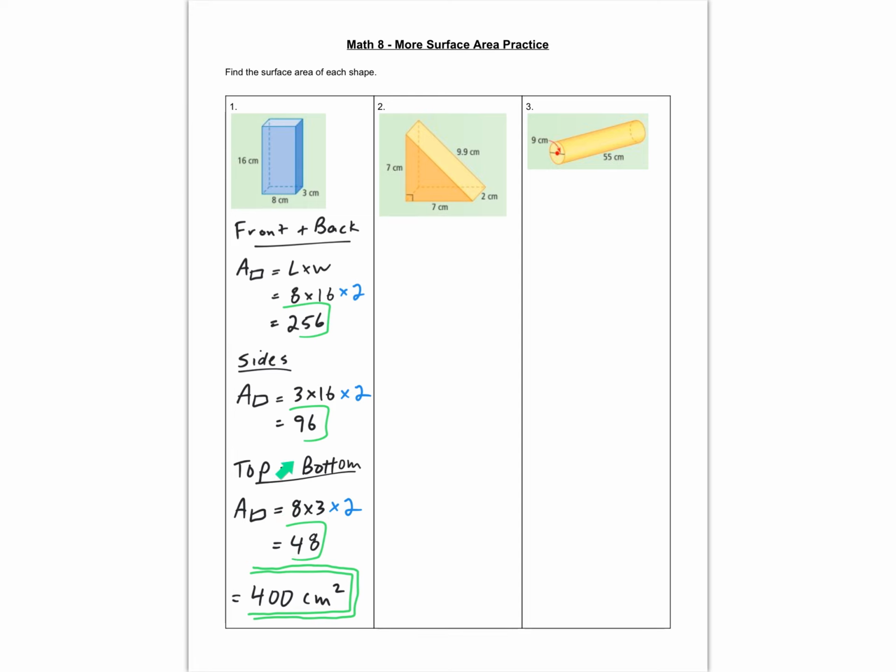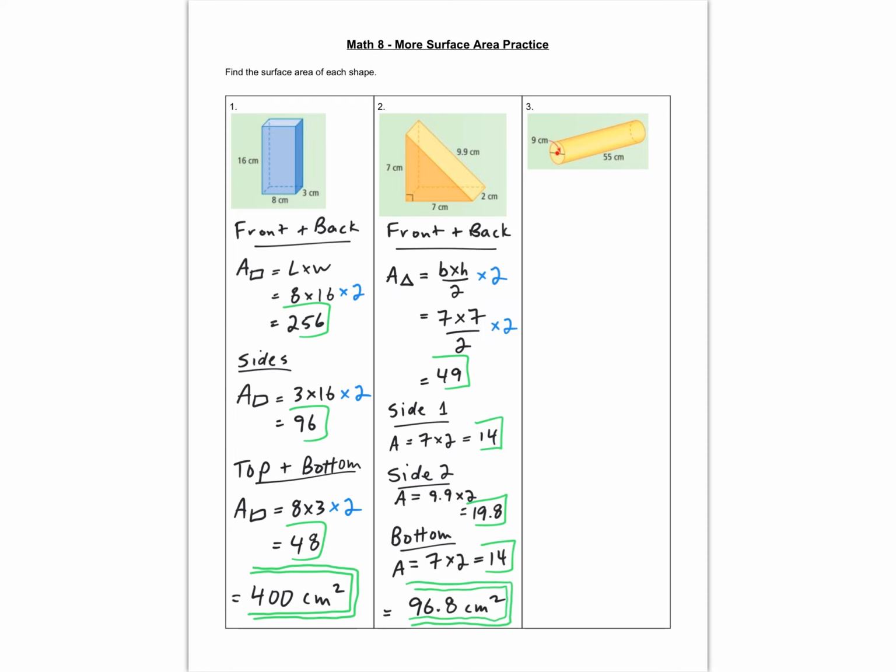These three numbers, 256 centimeters squared plus 96 centimeters squared plus 48 centimeters squared. When we add these three numbers up, that will give us the total surface area, which is 400 centimeters squared.